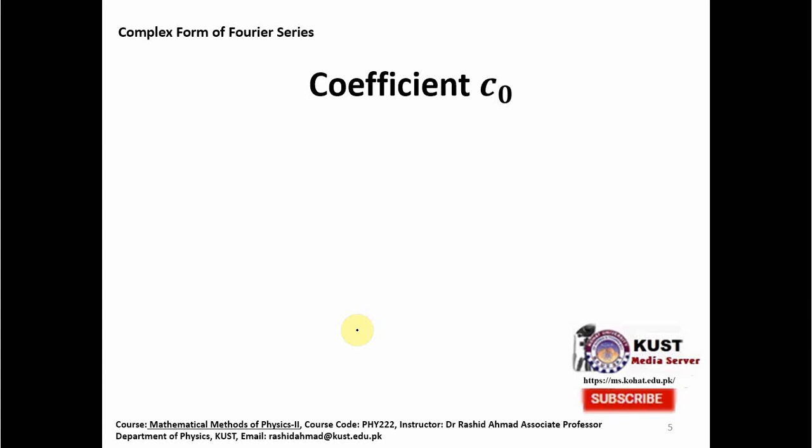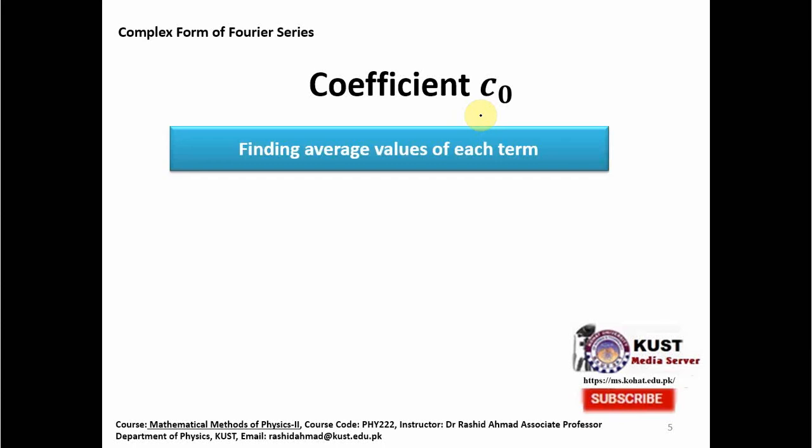But now since we have exponential expansion, where we have coefficients c0, c1, c2, c3 and c minus 1, c minus 2 up to c minus n, we have to calculate all these coefficients. So let's start with the first coefficient, that is c naught. For this coefficient, the procedure is the same, where we have to find out the average values.